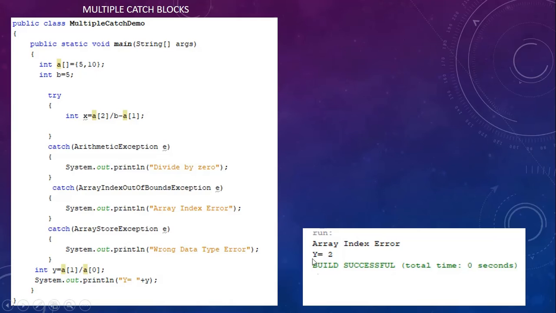As a result, when you run the program, first you will see the array index error, and for the next, where that particular thing is not involved, we will see that the y value is equal to 2. So this is how we can have multiple catch blocks in the same program and a single try block. Based on what kind of object is thrown by the try block, that particular catch block will catch the object.